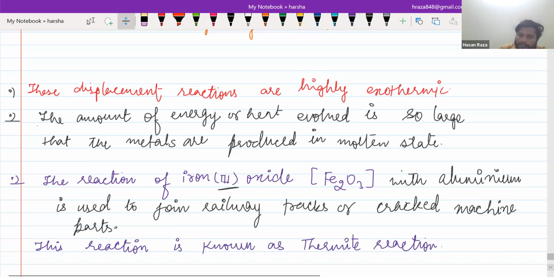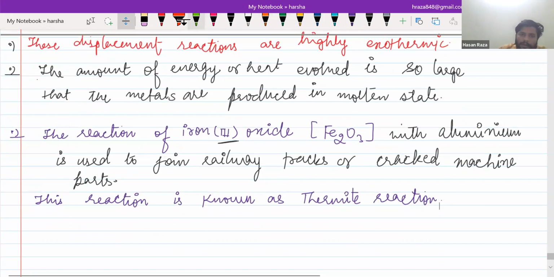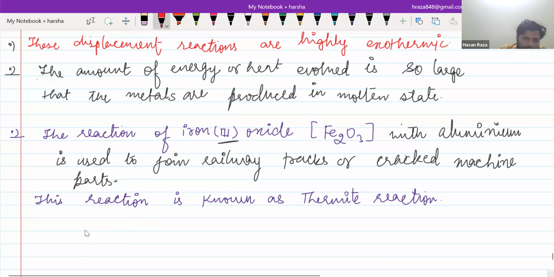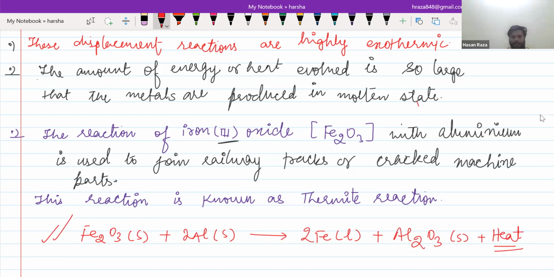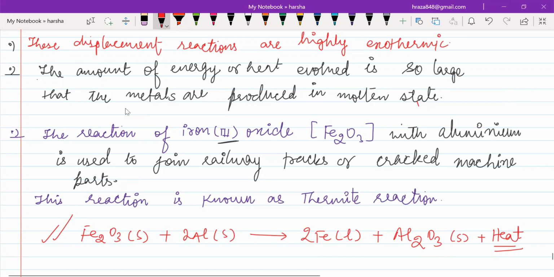So I'm going to write the reaction for the joints of a railway track. Fe2O3 in solid reacts with aluminum, which is in solid state. Now Fe will be in liquid state, plus Al2O3. Now basically aluminum is acting as a reducing agent. It reduces iron. This will be in solid state. So please write it. This reaction is called thermite reaction. And it is very easy to understand.